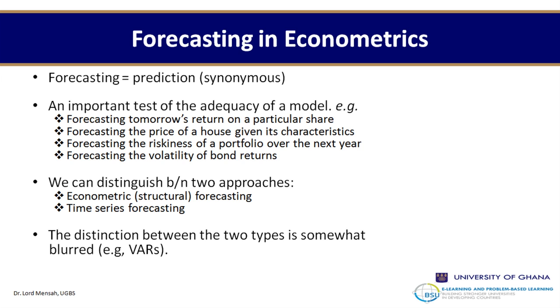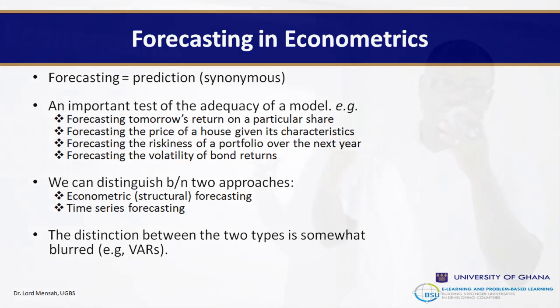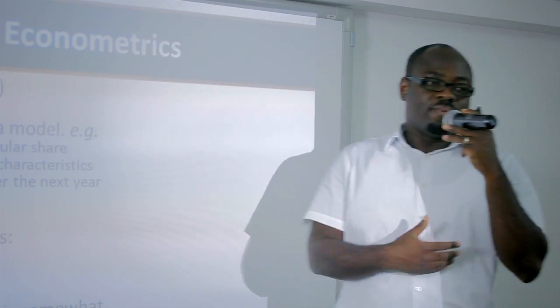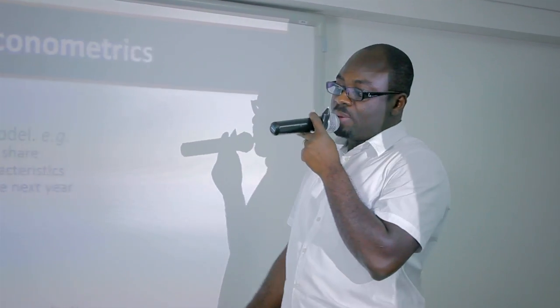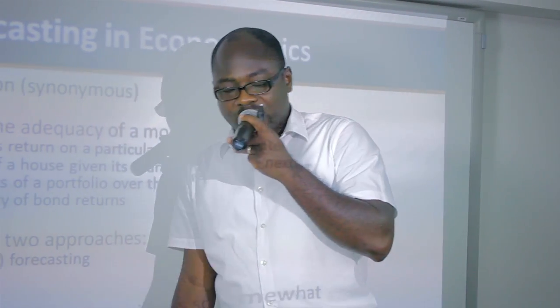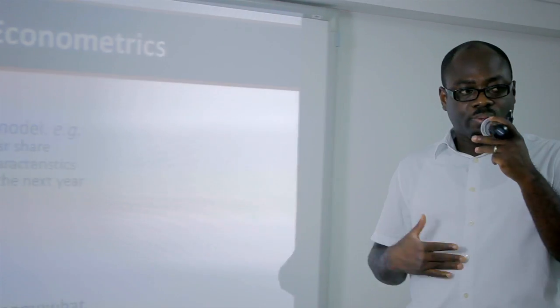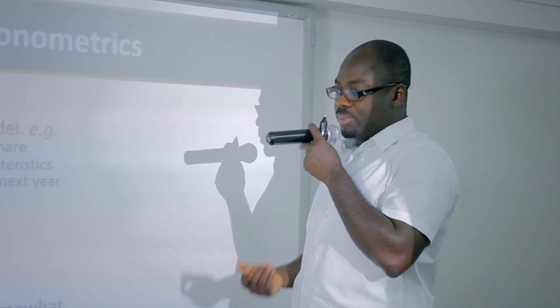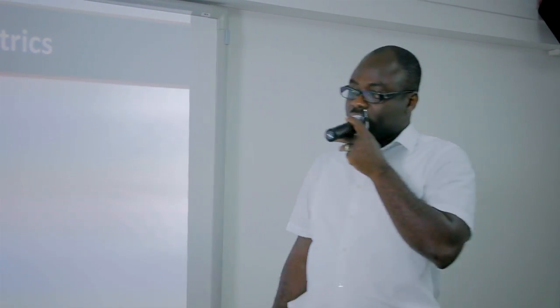And we can distinguish between the two approaches. So we can have the econometric structural approach to forecasting. That's what we did. We established a model where we regress one variable on the other. Then if we want to go into the future, we can forecast with that structural model. So then we can do time series forecasting as well. So we forecast over time. We are here today, we can forecast into the future. It could be macro variables, it could be returns on assets and all those.